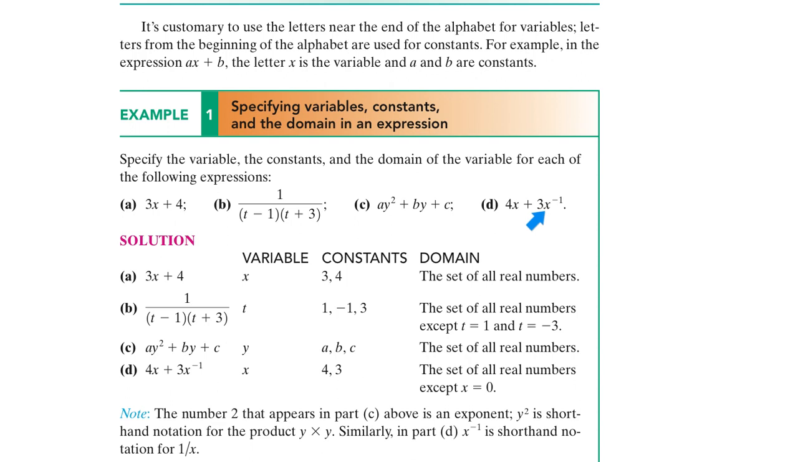Well, you can't have that, because it makes the x into the denominator, since this is the same thing as 4x plus 3 over x, right? And if x were 0, then that's bad. That's why it can't be 0. Okay, so we've got these kinds of things.